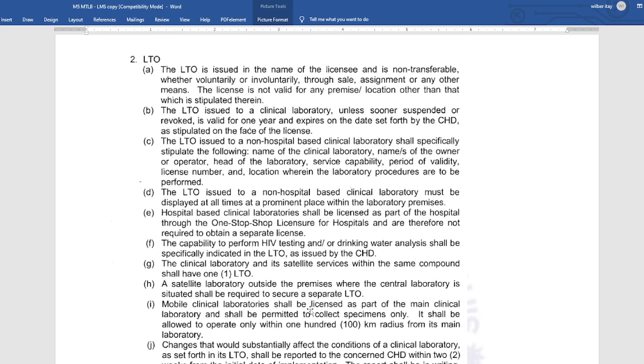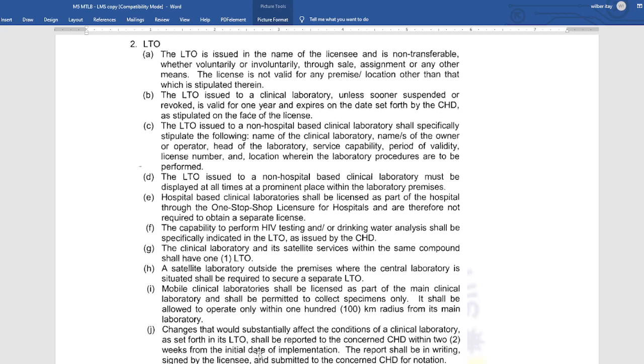Pag mga mobile clinical laboratories naman, mobile, ito yung mga gumagalaw na laboratory. Okay, so they can move from one place to another. Nakalagay sa van, container van, mga ganyan. So, they shall be licensed as part ng main laboratory, and shall be permitted to collect specimens only. So, for collection purposes lang, hindi sila nagte-test. It shall be allowed to operate as long as it only collects samples within 100 kilometer radius. Okay?